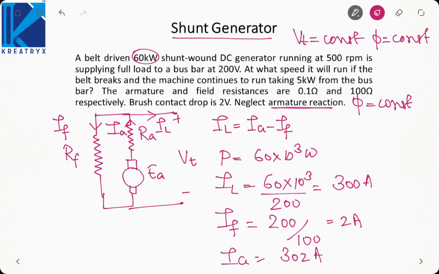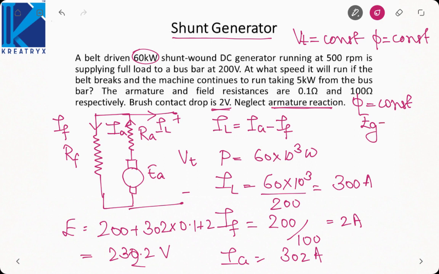Now what will be the EMF? The EMF will be 200 plus IA 302 into RA 0.1, that is 230.2. But we have to add 2 volt as the brush drop. So plus 2, so it will be 232.2 volt. Now I know about the generated EMF, that is 232.2.